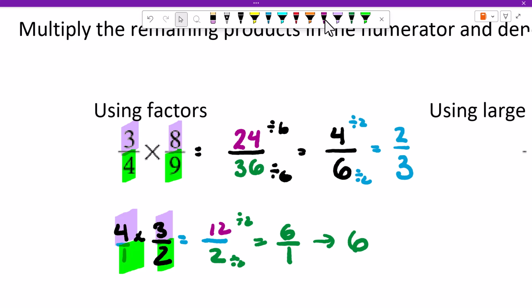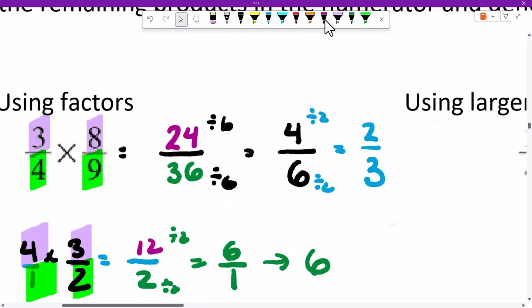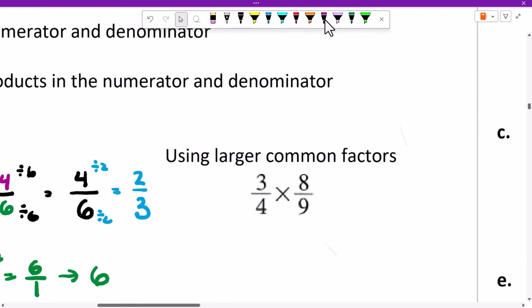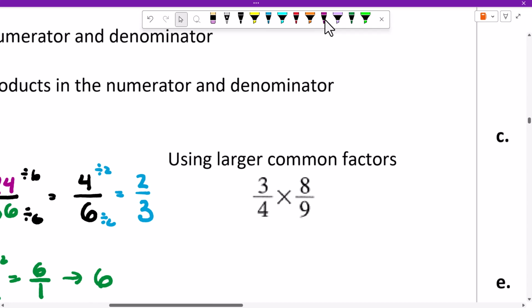Right? So instead of simplifying at the end, we're going to do that at the beginning. So we look at when we simplify, we divide top and bottom, right? And we try to make it smaller.